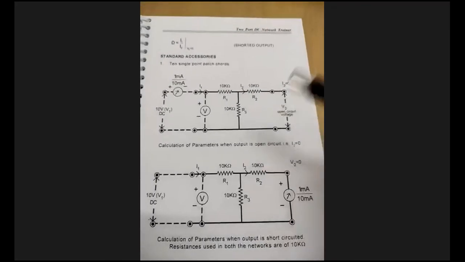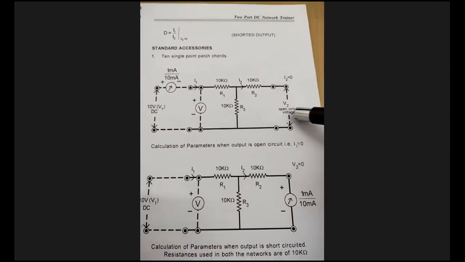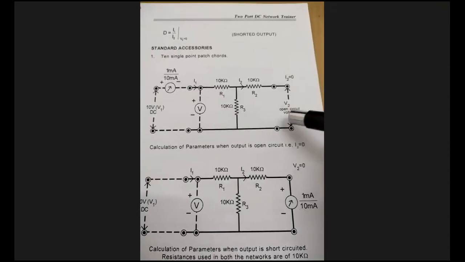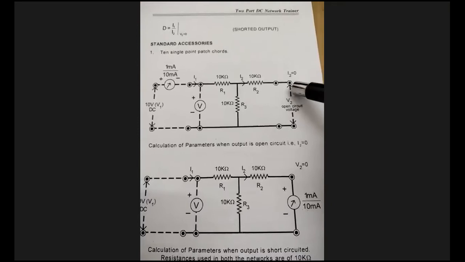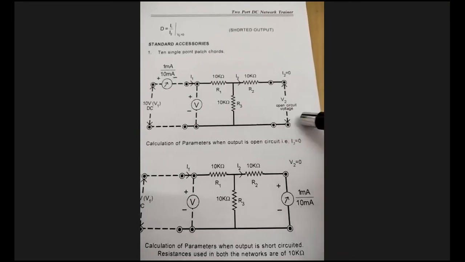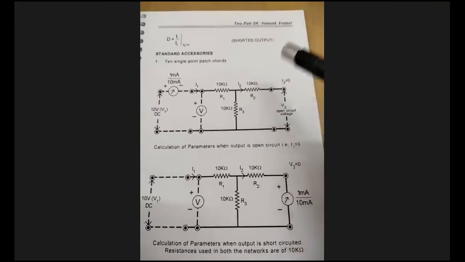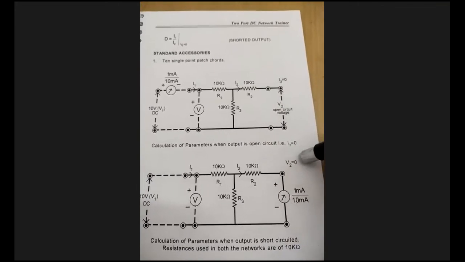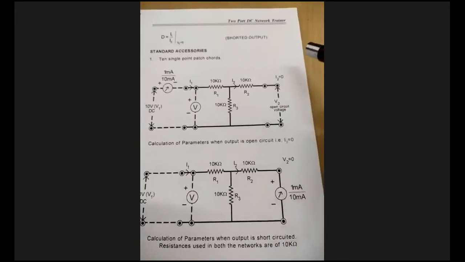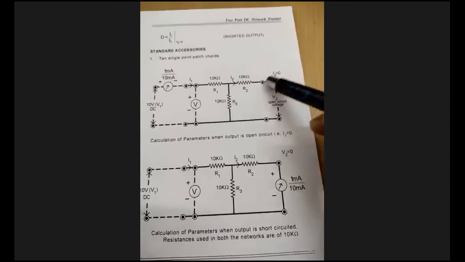Okay, and the output side is open. You can clearly see that when we fulfill the condition I2 equal to 0, we make the circuit diagram in such a way that the output of the circuit is open circuited. You can clearly see this circuit is open. We just connect a voltmeter in parallel so that we can find out the open circuit voltage. So when we fulfill the condition I2 equal to 0 in the ABCD parameter, remember that our output is open circuited and we just measure the open circuit voltage V2.